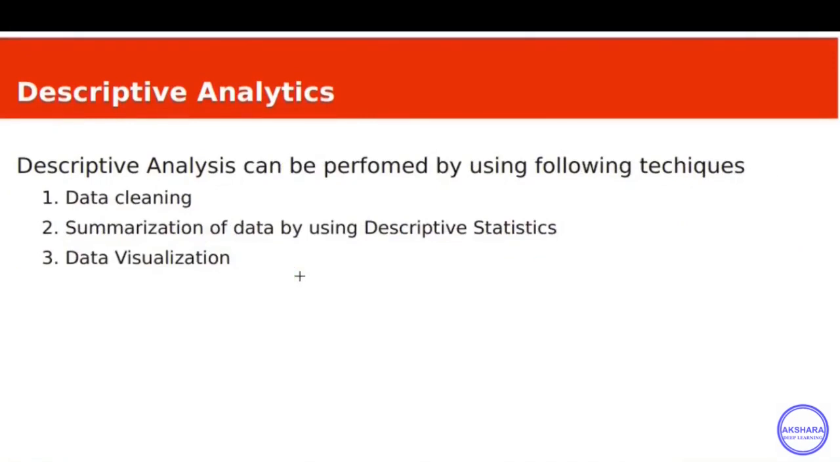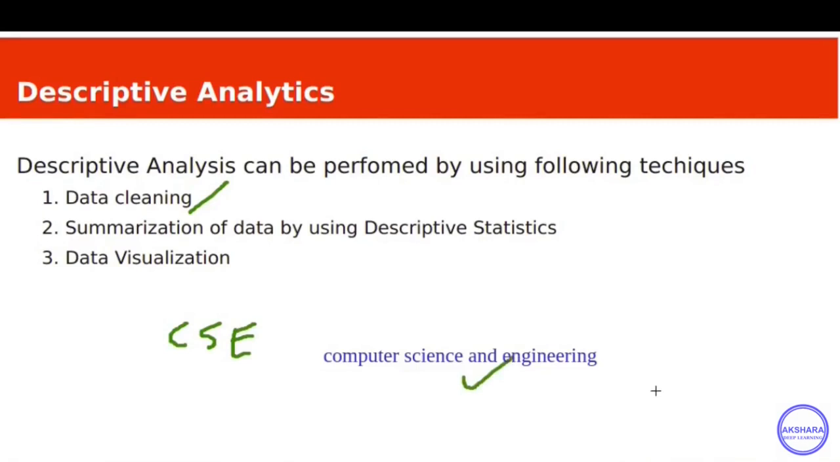Descriptive analysis can be performed by using the following techniques: data cleaning, data summarization, and data visualization. Data collected from different sources may not be in proper format. For example, while collecting our exam registration data, some students retain their branch as CSE. Some of them write computer science and engineering. Both are the same. While reporting, we don't know how to relate them to each other. So we need to take care of such things by cleaning raw data.